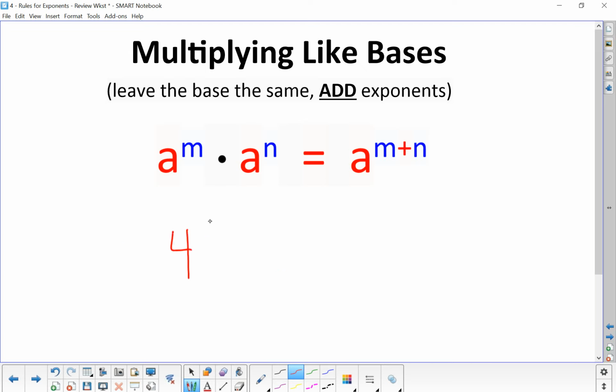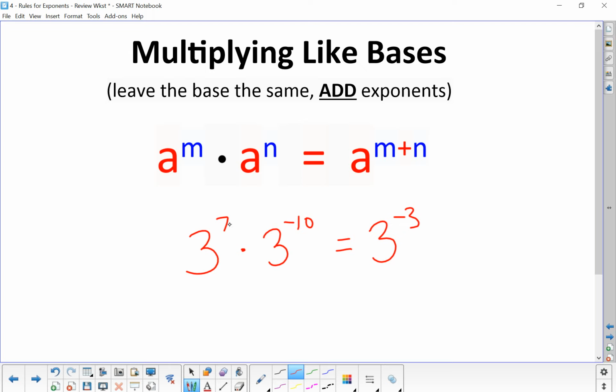If I had 4 to the eighth power times 4 to the sixth power, I would get 4 to the 14th power. This can work with any type of powers, even negative powers. If I had 3 to the 7th power and I multiplied it by 3 to the negative 10th power, I would get an answer of 3 to the negative 3rd power.